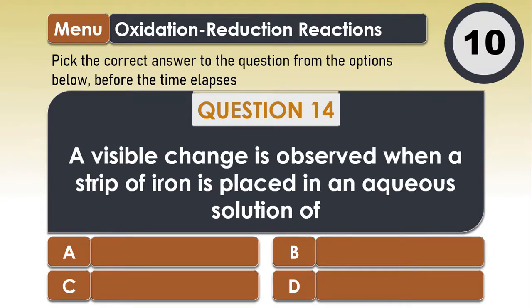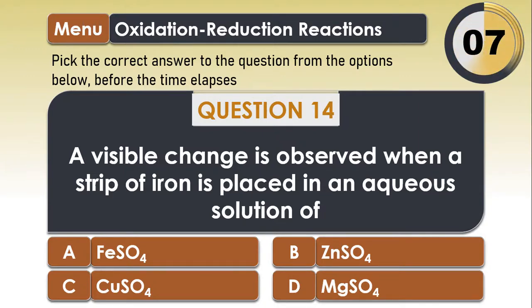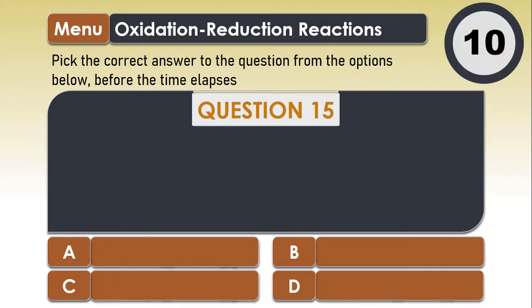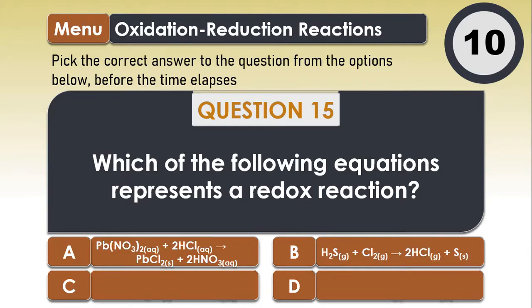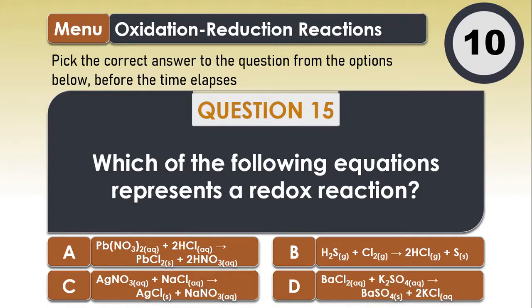Question 14. A visible change is observed when a strip of iron is placed in an aqueous solution of A. FeSO4, B. ZnSO4, C. CuSO4, and D. MgSO4. The last question. Which of the following equations represents a redox reaction? A, B, C, and D.